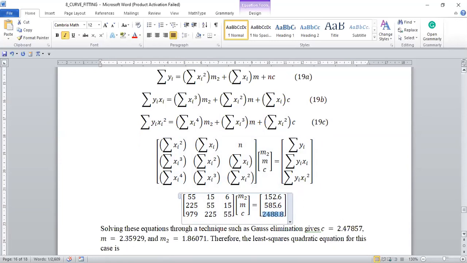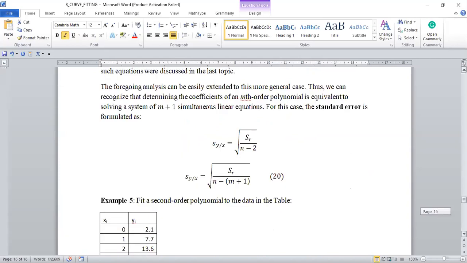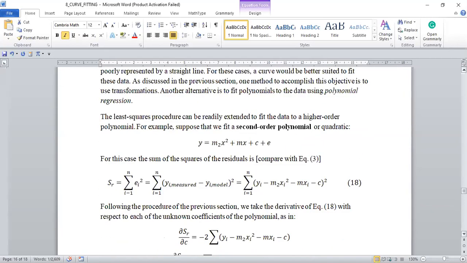So, like I said, you can use different methods to solve it. The last topic was solving linear algebraic equations. So, I will not go through the algebra. You can try to do it for yourself. When you solve it, you're going to arrive at C is equal to this, M is equal to this, and M2 is equal to this.